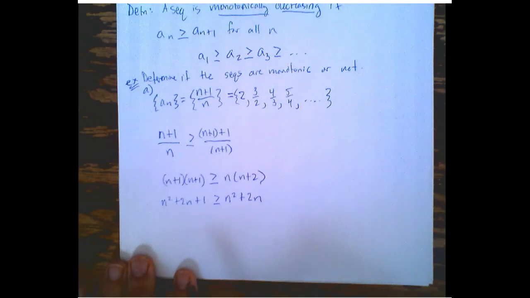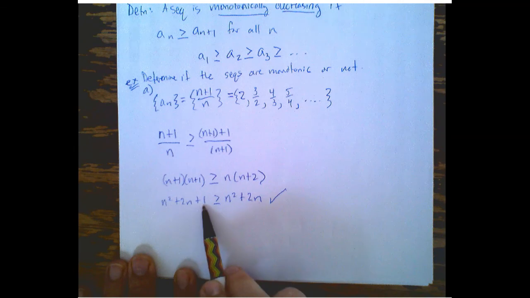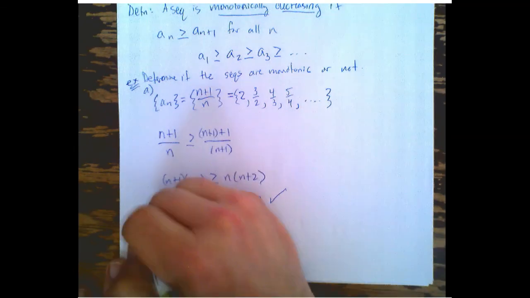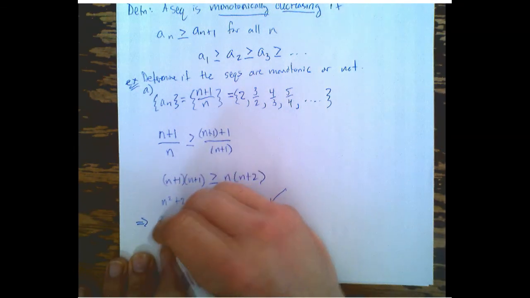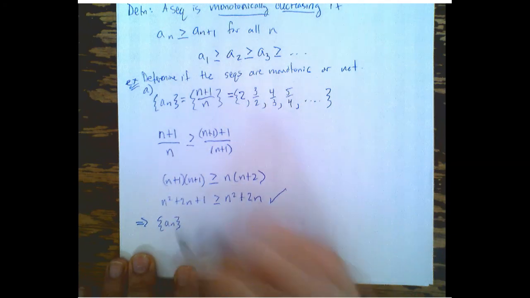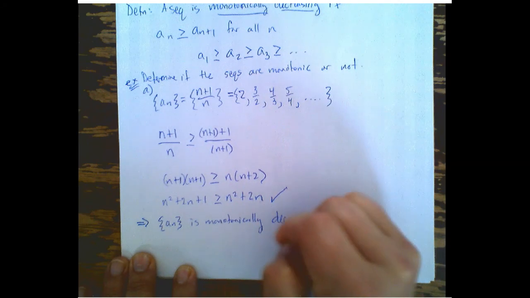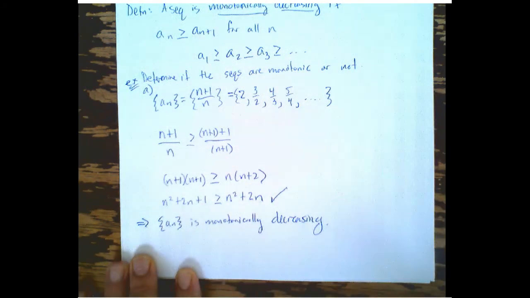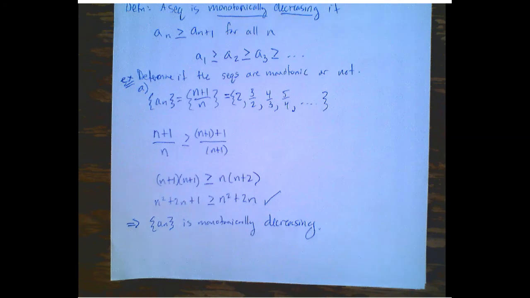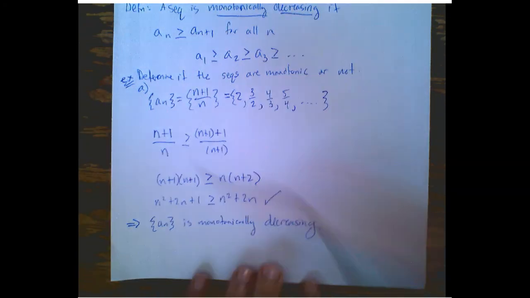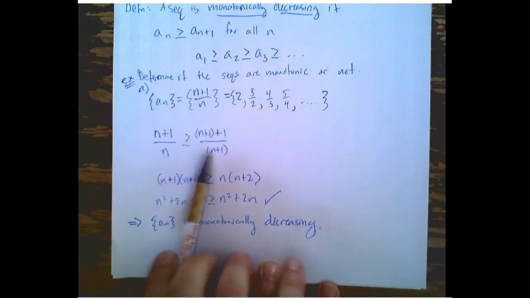Now, is this true? Well, let's look. n squared plus 2n plus 1, is that greater than or equal to n squared plus 2n? Yes, this is true, right? Because this is always going to be 1 more than that. Therefore, this implies the sequence {a_n} is monotonically decreasing. So that's one way to do it, just showing this relationship.